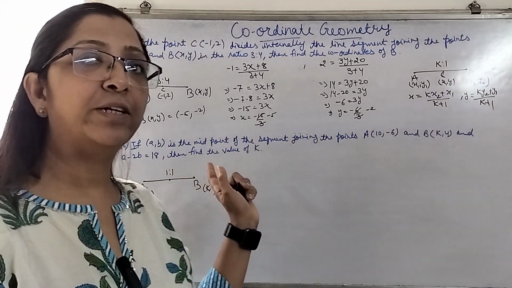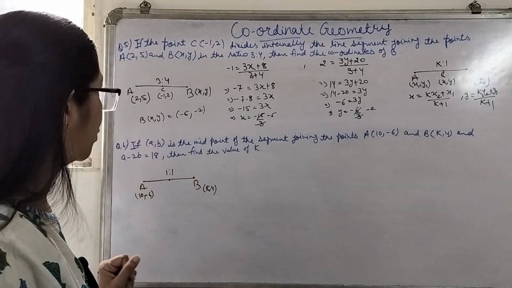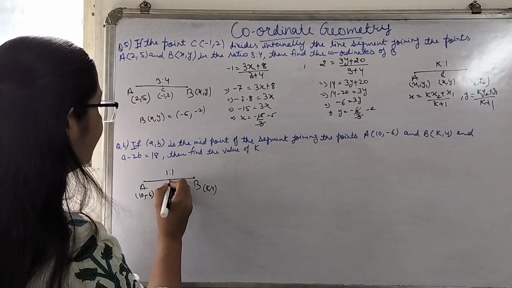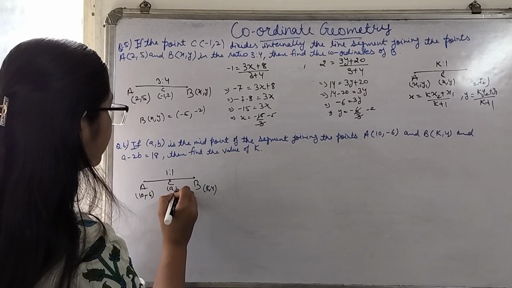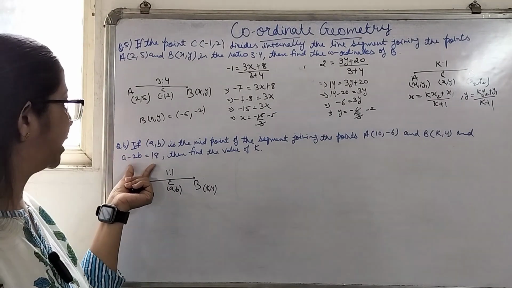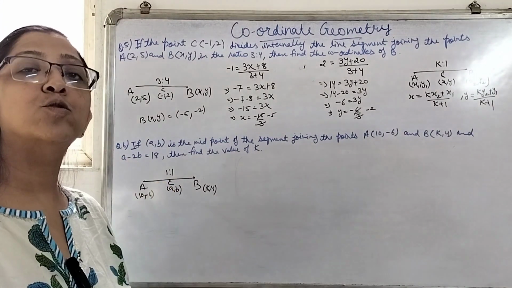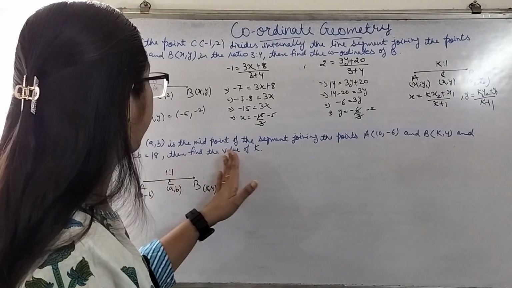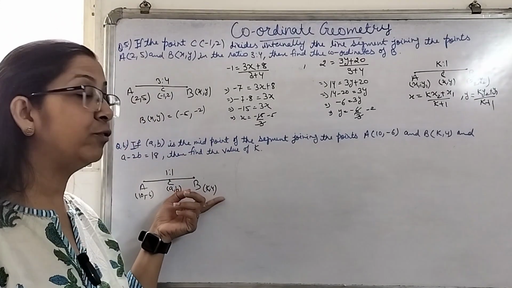If it is bisecting, we have learned that the ratio will be 1:1. Suppose this point is your C point, and the coordinate of this is given to us as (a, b). And one more relation is given to us: a minus 2b is equivalent to 18. Then find the value of k.